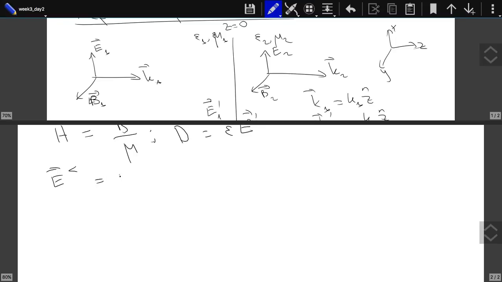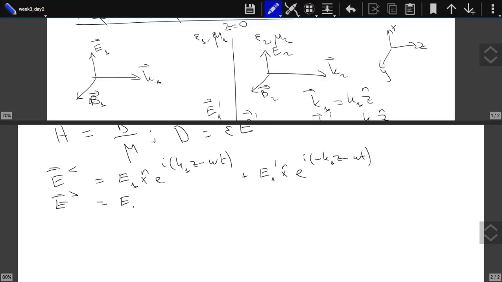This should be equal to E1 in the x-hat direction, e to the power i(k1z minus omega t), plus E1 prime in the x-hat direction, e to the power i(minus k1z minus omega t). The electric field on the right-hand side, I only have the transmitted one, so this is E2 in the x-hat direction, e to the power i(k2z minus omega t).